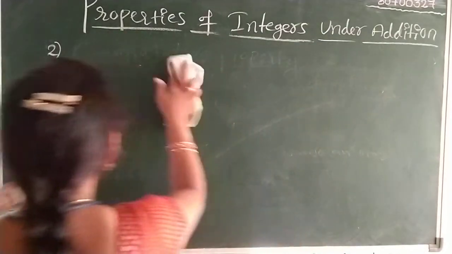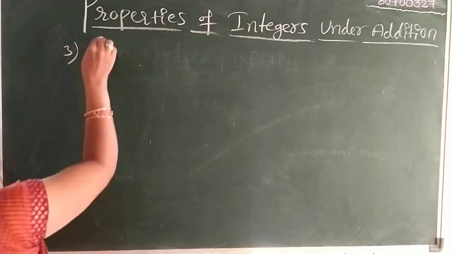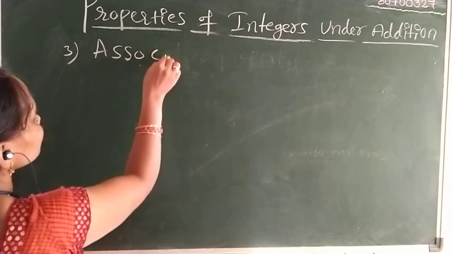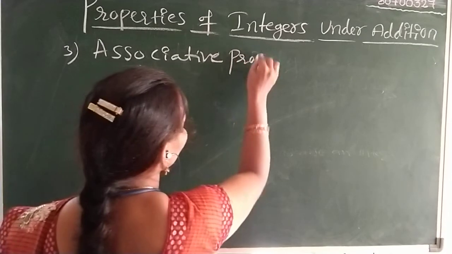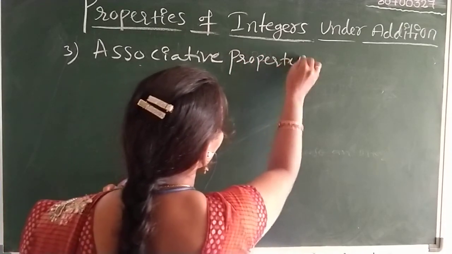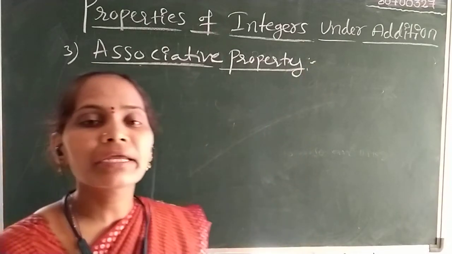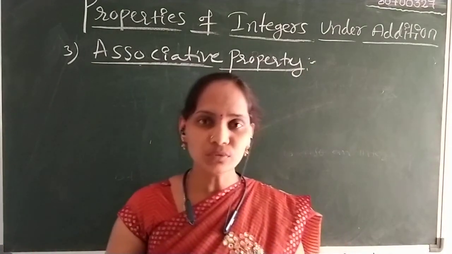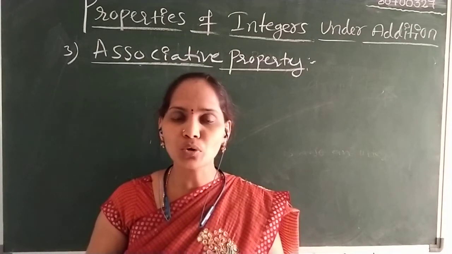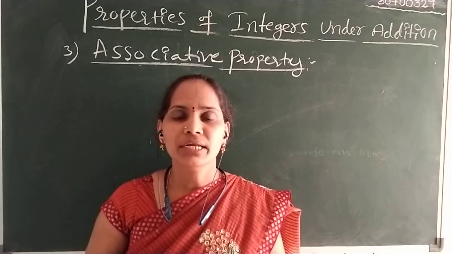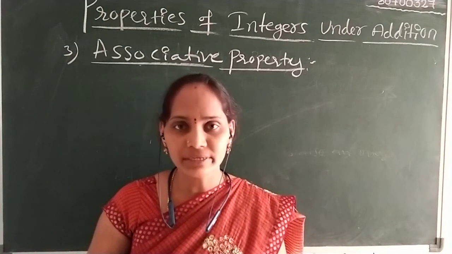Next I am going to explain associative property, that is the third property. In this, we should use three integers. In the previous two properties, we used only two integers. Here in this property we should use any three integers.